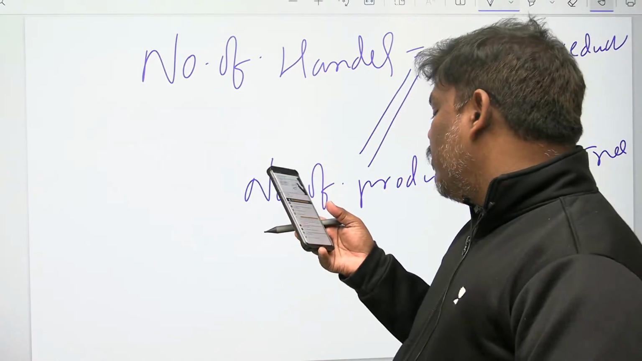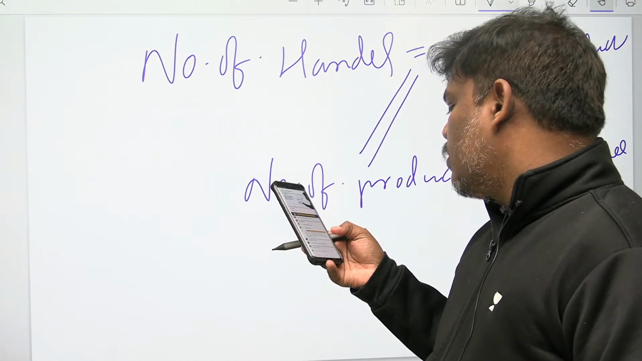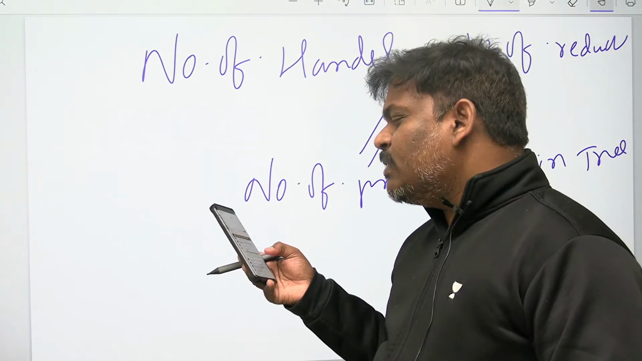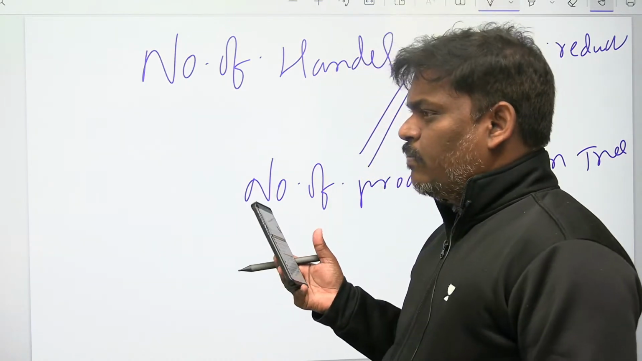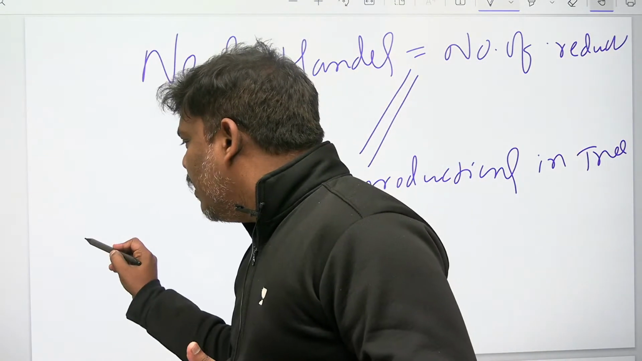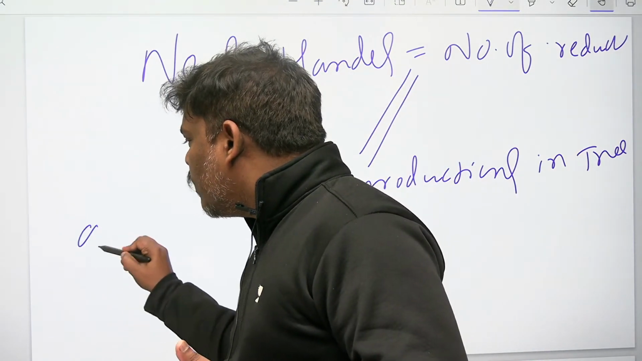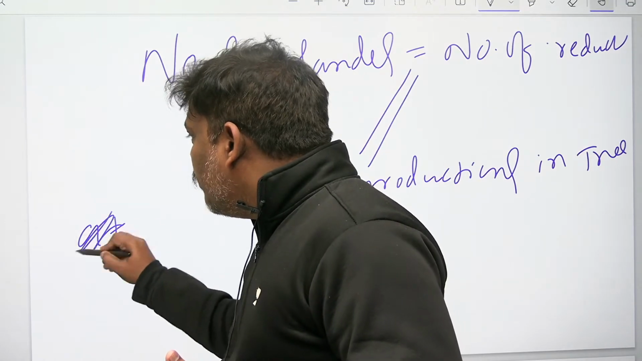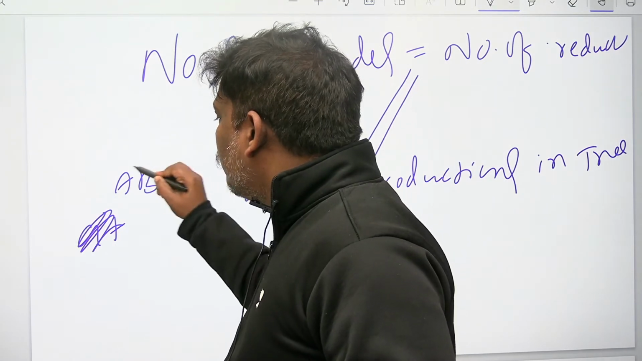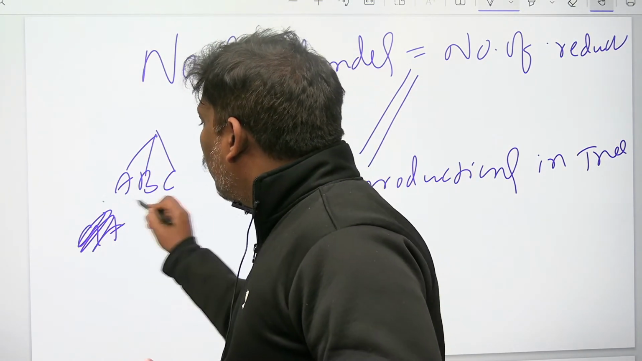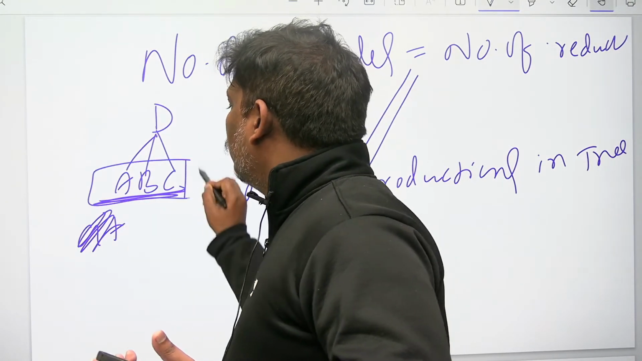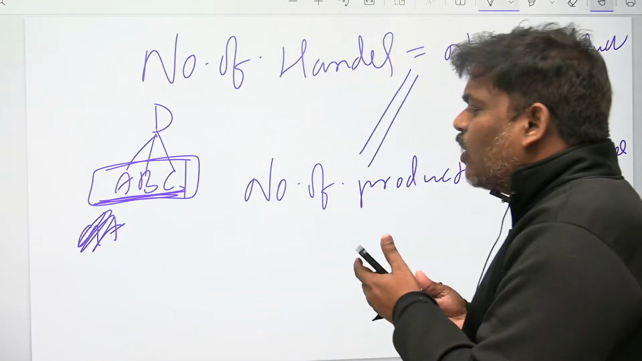Someone is asking, sir, what is the difference between handle and prefix production? Where have you seen the prefix production? Rishabh, there is no relation. See this one. This is the meaning of handle. A, B, C replaced by D. This is called handle. There is no linking at all.